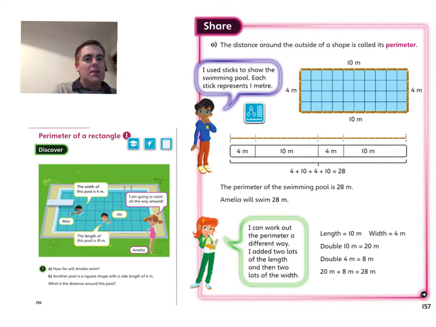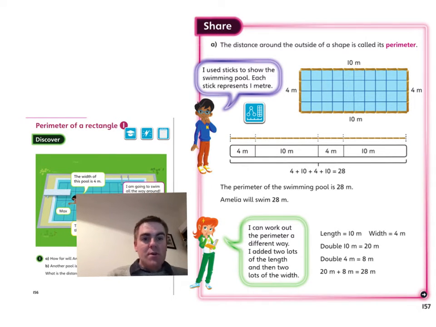Now he's set his work out like this. 4 meters is the width of one side, then 10 meters is the length of one side, 4 meters is the other side, and 10 meters is the final side. And he added it all together and gets 28 meters.